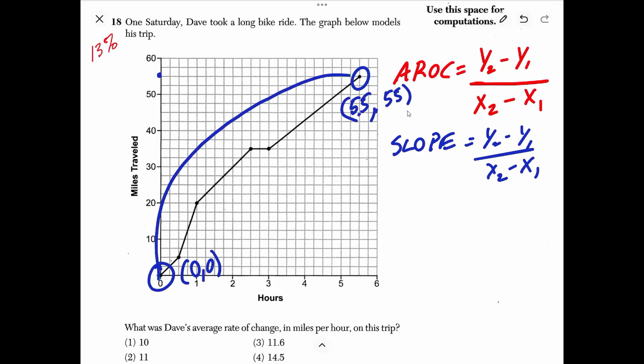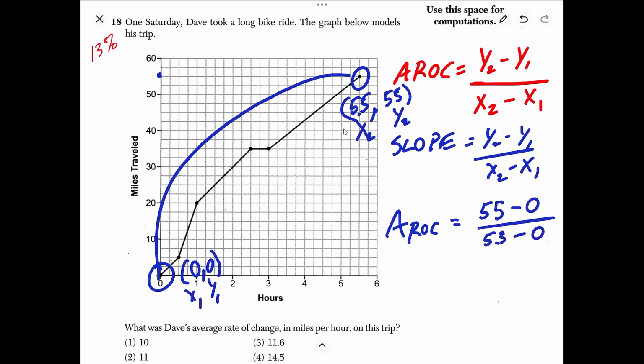So all we're going to do is I'm going to put AROC for average rate of change. So the first one, we're going to go 5.5 because, ooh, sorry, guys. That was messy. We're going to start with the y2 here, and then we're going to do y1. So it's going to be 55 minus 0. And then on the bottom, we're going to have 5.5 minus 0 down here.